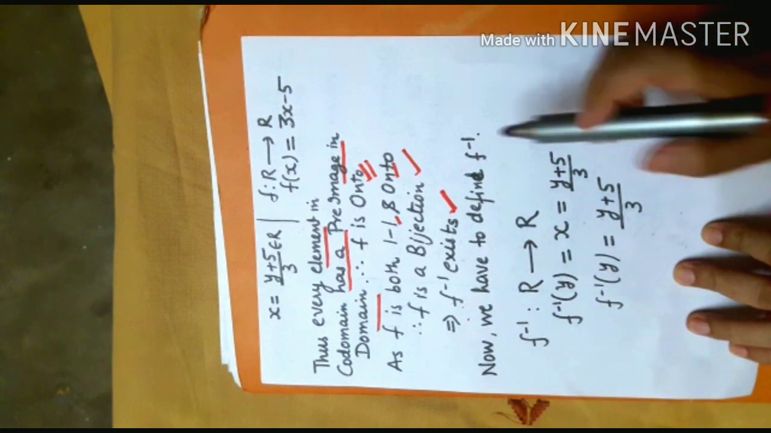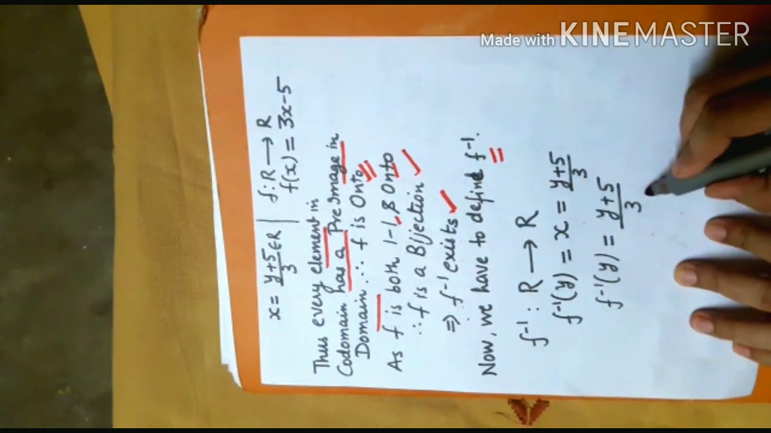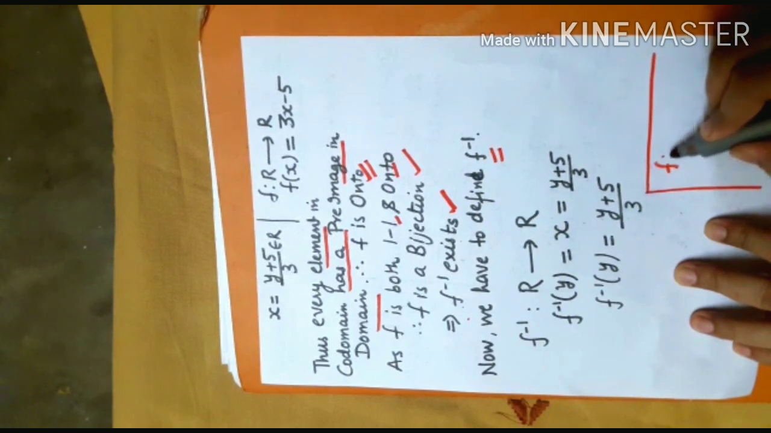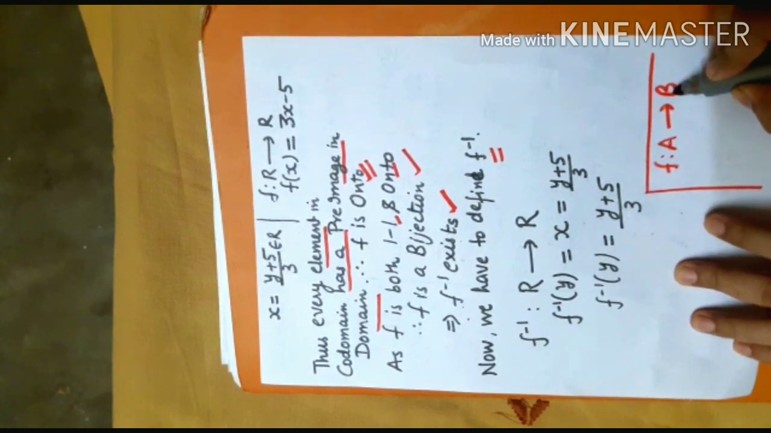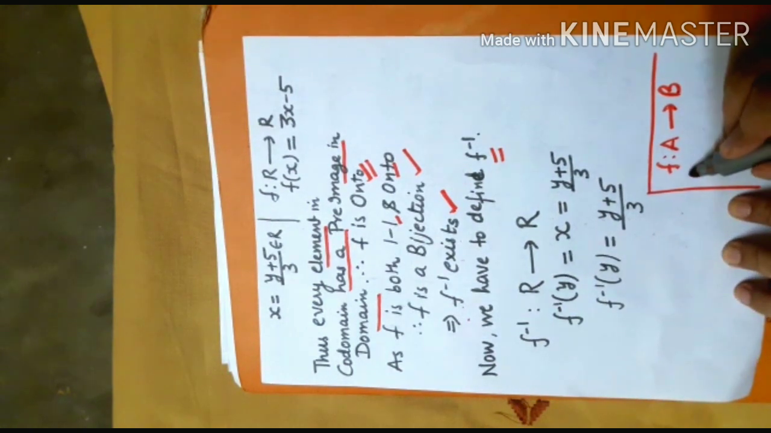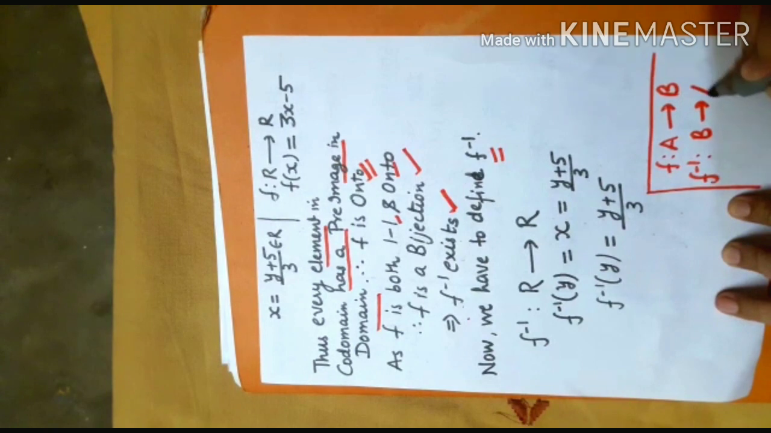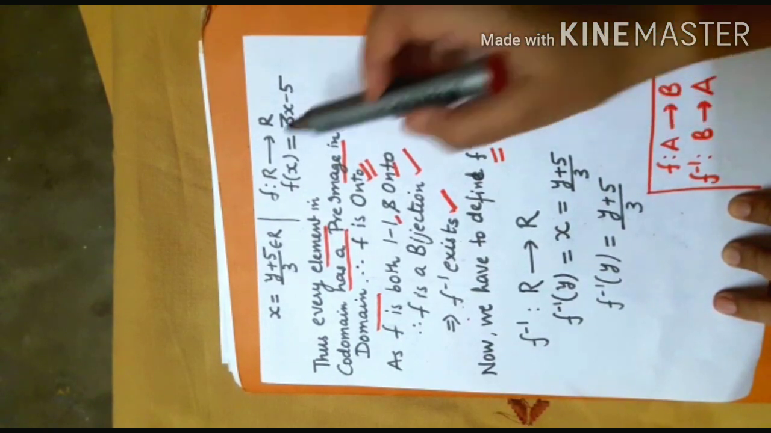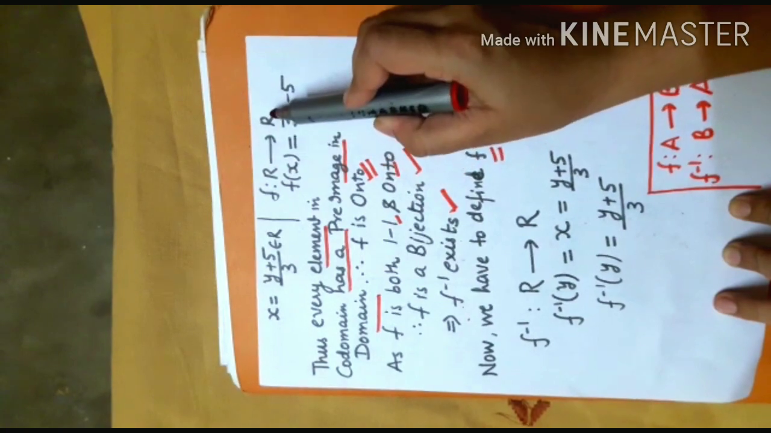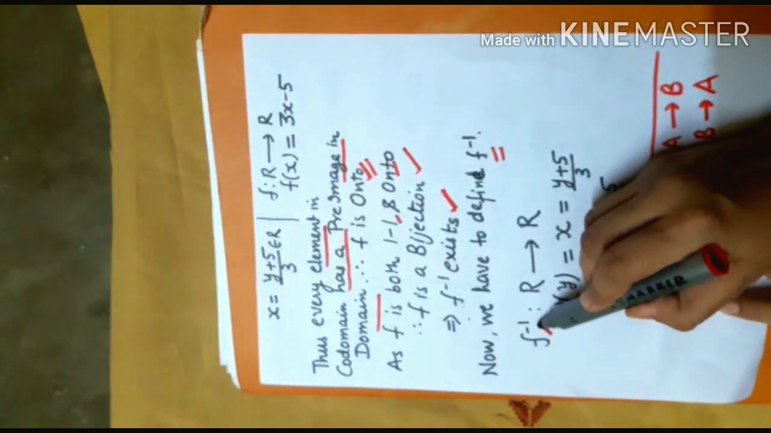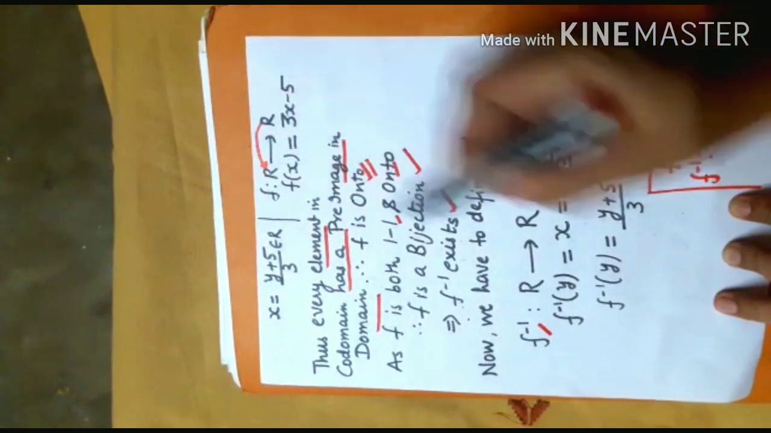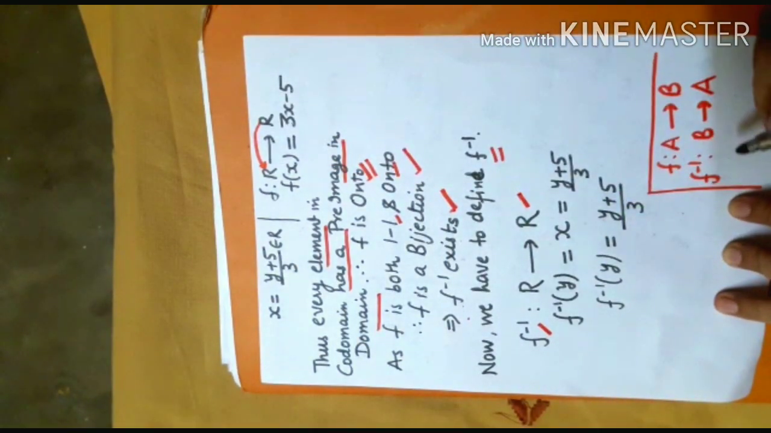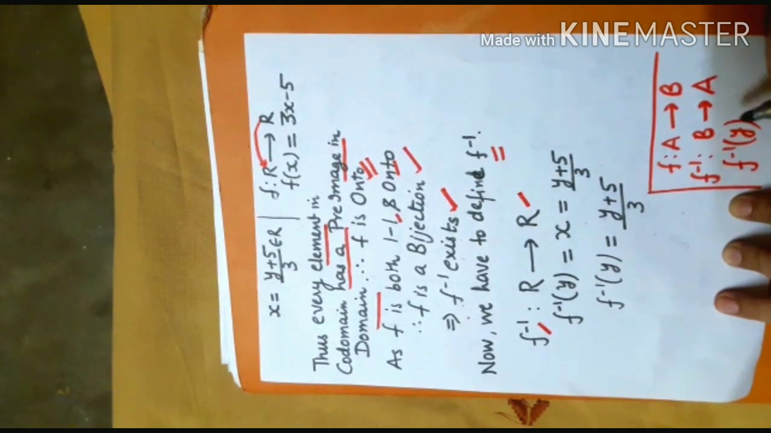Now we have to find the inverse of f. Just recall that if f is a function from A to B, and if f inverse exists, then f inverse will be a function from B to A. So here f was a function from R to R, so f inverse will be a function from R to R. And we also learned that under the inverse function, every element of this set is associated with its pre-image, where f(x) = y.